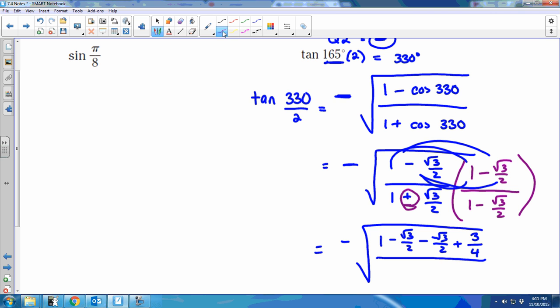In the denominator, you have 1 times 1 is 1. Then again, the whole point of the conjugate is that you have opposite signs, so the middle terms will drop out. And then you have positive times a negative square root of 3 over 2, so you have a 3 over 4.